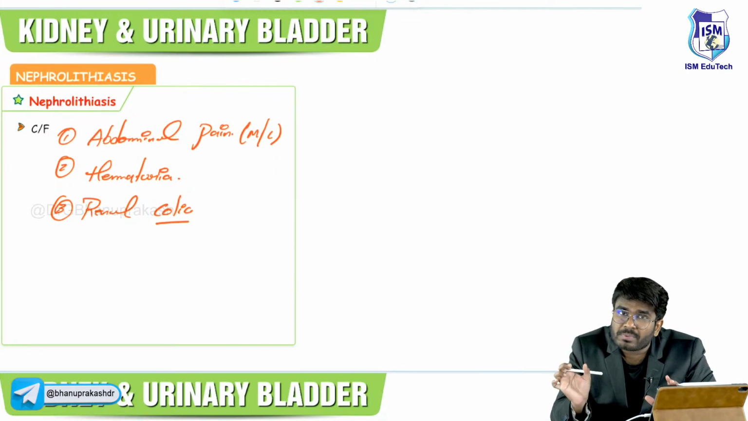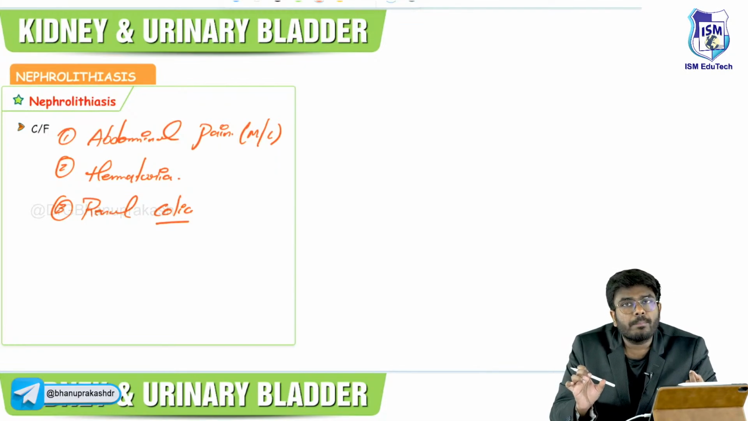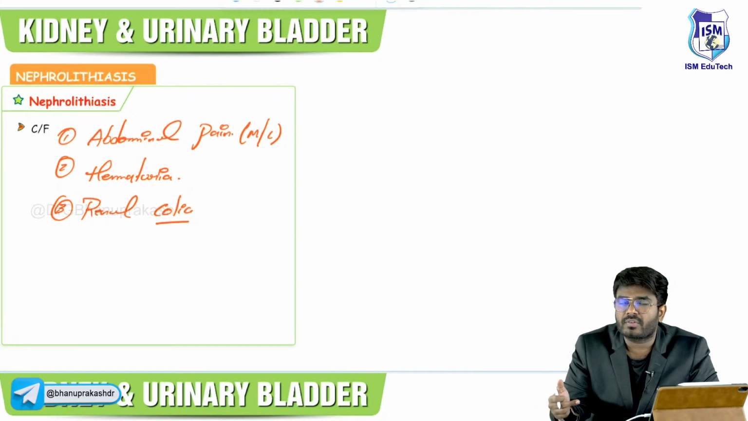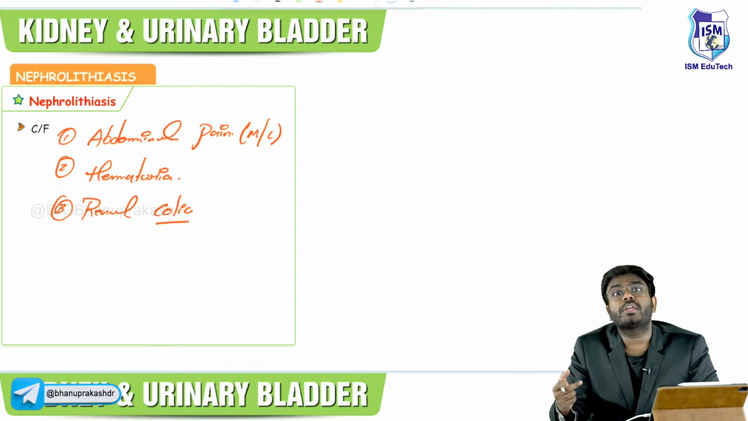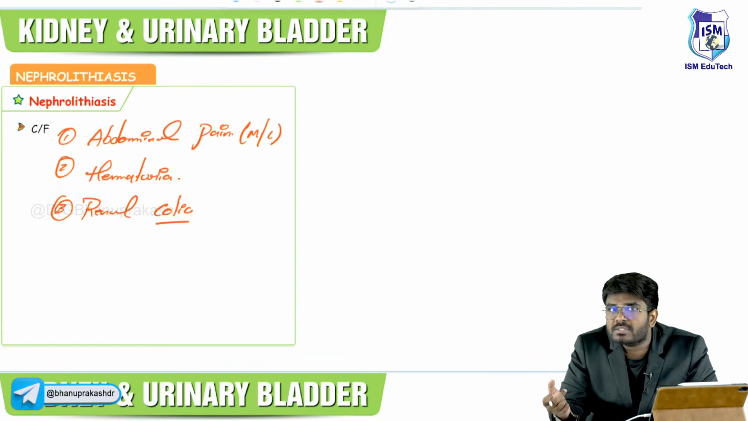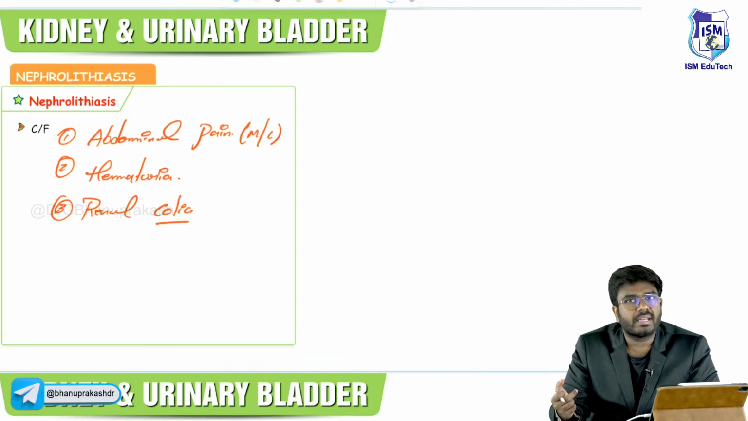It's going to move. The stone from the renal pelvis can come into the ureter, the proximal ureter. From there, it can go into the middle of the ureter, the distal end of the ureter. From there, it can go into the bladder, and it can move into the urethra. While the stone is moving, it can actually cause pain. That's the renal colic.